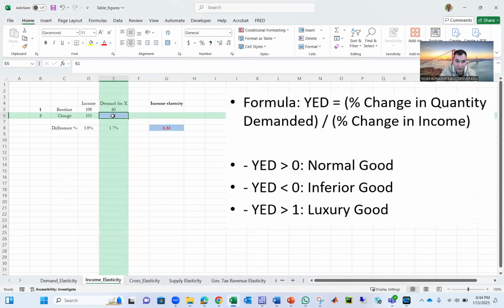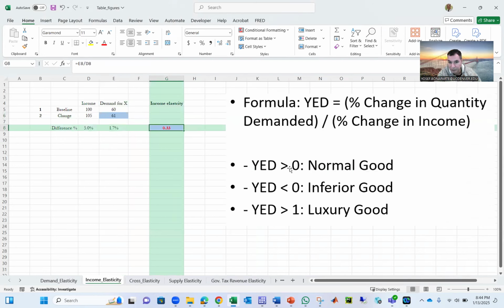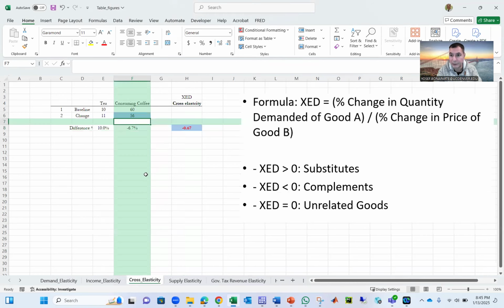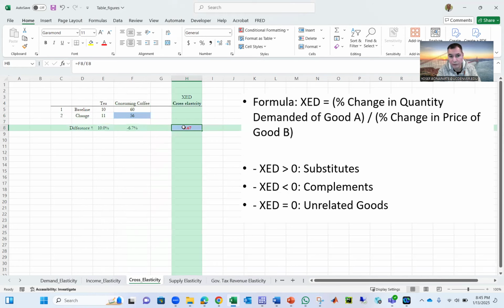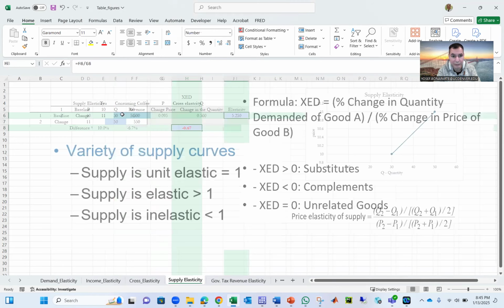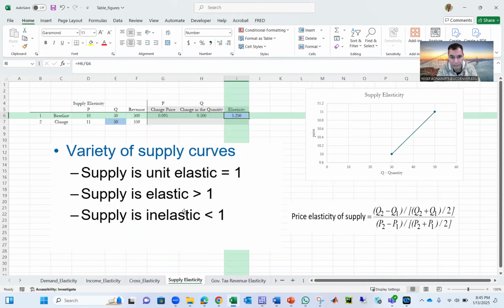Income elasticity, change this and see the number here. Play with this a little bit, change numbers and tell me if it's a normal good, inferior good or luxury good. The cross elasticity, the same here. Change this number and look at this number and tell me substitute, complement or unrelated goods. Supply is the same, change this, look at this. Elastic, unit elastic, or inelastic.